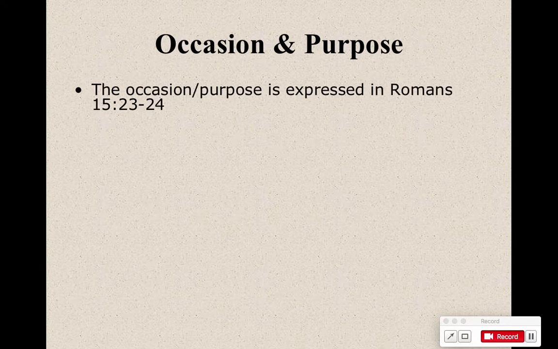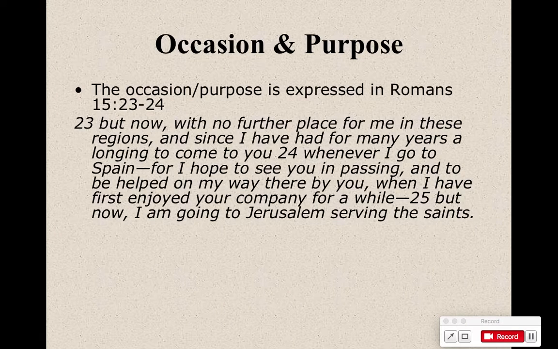Now, Paul expresses his purpose to the Romans in chapter 15, verse 23. He says, "But now, with no further place for me in these regions, and since I have had many years longing to come to you," verse 24, "whenever I go to Spain," this is Paul's desire right here. Paul has a desire to eventually end up in the country of Spain.